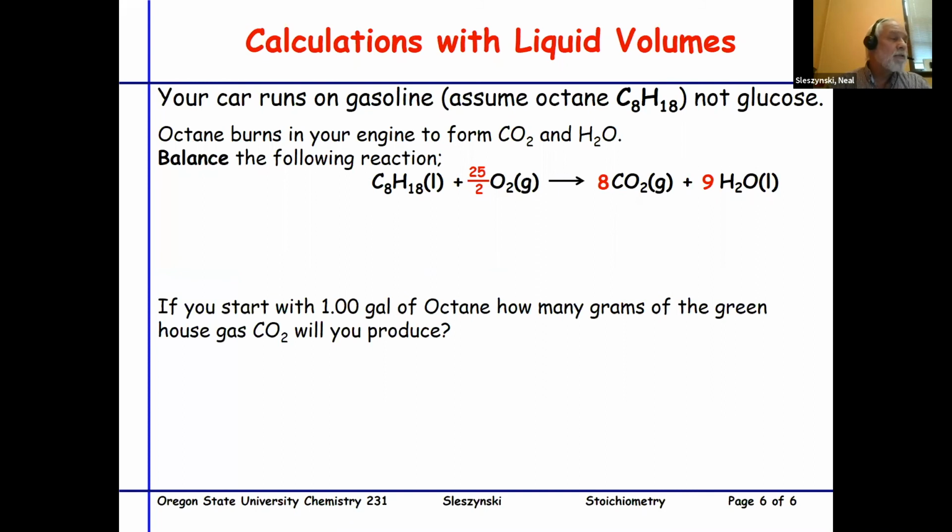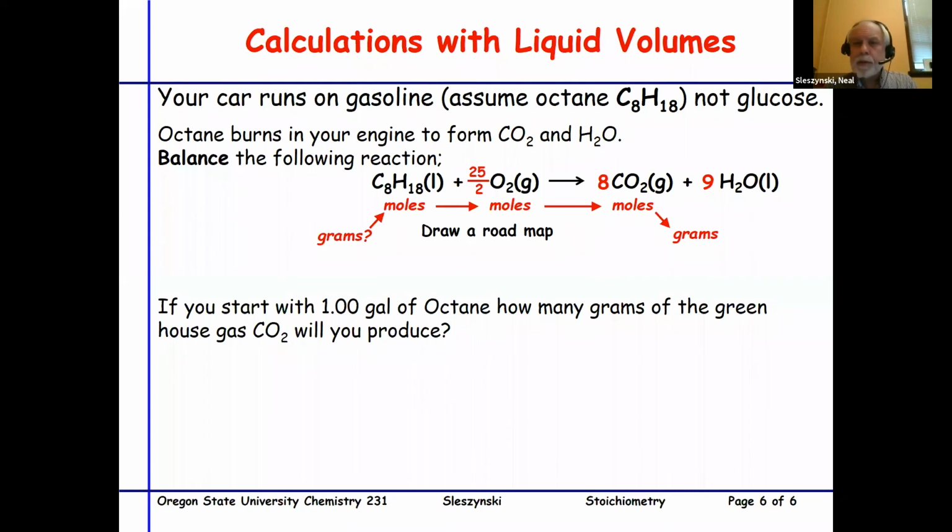Okay, so if I start out with 1 gallon of octane that I've gotten out of my gas pump, how many grams of the greenhouse gas carbon dioxide will we produce from that 1 gallon of octane? Well, of course, again, we're going to start by drawing ourselves a roadmap. We know that our balanced chemical equation tells us about moles, not grams or gallons. We do know that we're being asked to finally come up with an answer of grams of carbon dioxide. But the other half of this roadmap, usually we start out with grams, and we've not been given grams. We've been given a volume of a liquid.